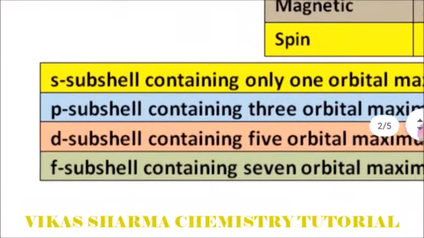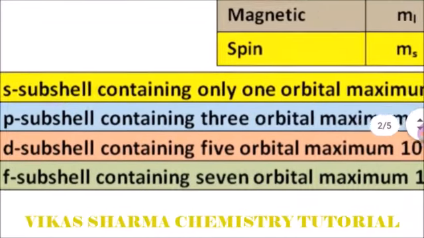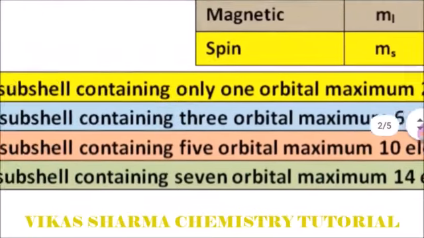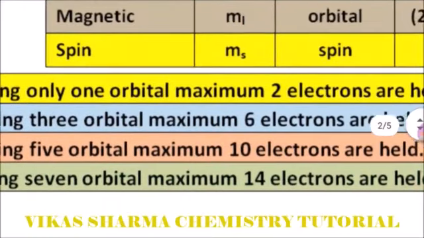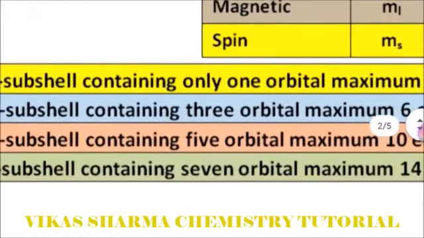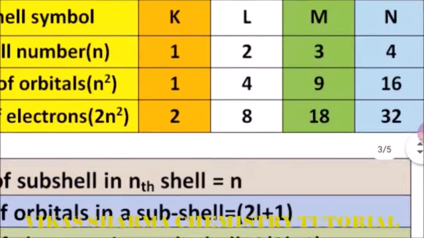The s subshell contains only one orbital, and a maximum of 2 electrons are held. The p subshell contains 3 orbitals, with a maximum of 6 electrons. The d subshell contains 5 orbitals, with a maximum of 10 electrons. The f subshell contains 7 orbitals, with a maximum of 14 electrons. So it is easily predictable.